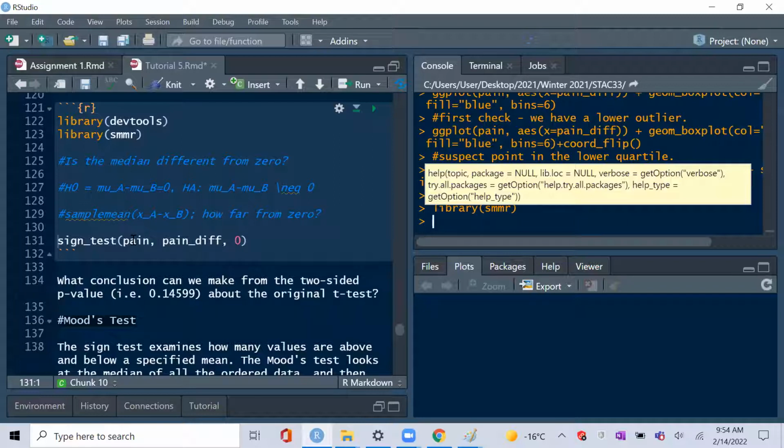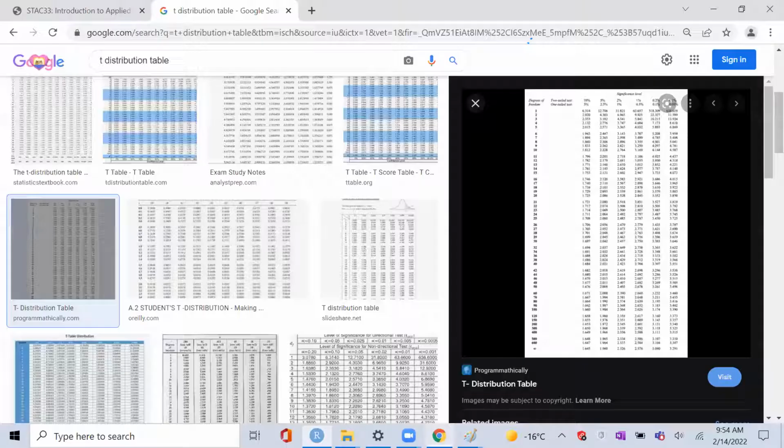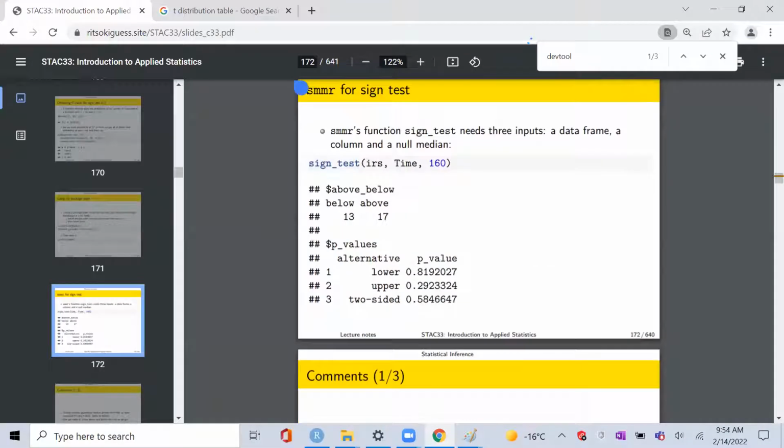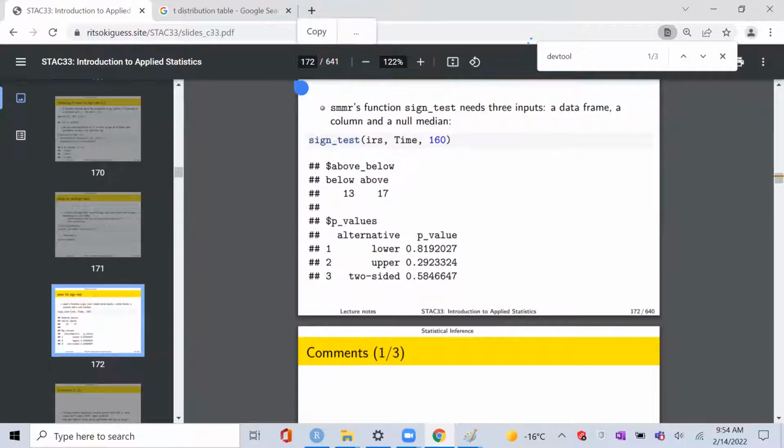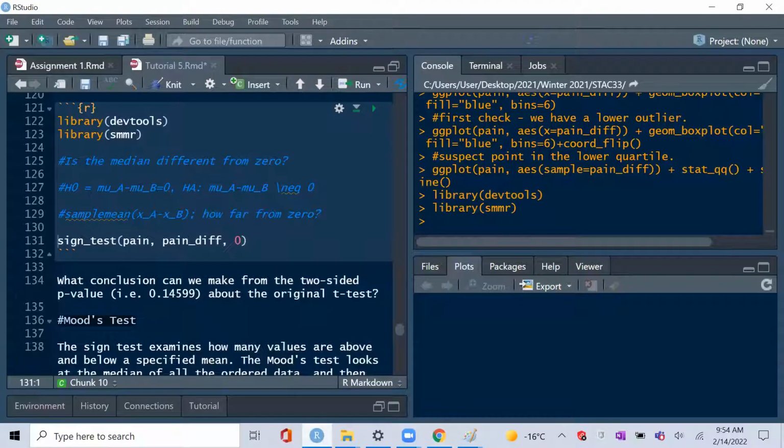So your data frame is pain, the thing you're looking at is pain diff, and you're looking to see if it's actually different from 0, right? Now I think this is actually a binomial thing, basically, right? So you can see you're trying to see if the median is different from 0, basically. So I'm going to run this and show you what you get.